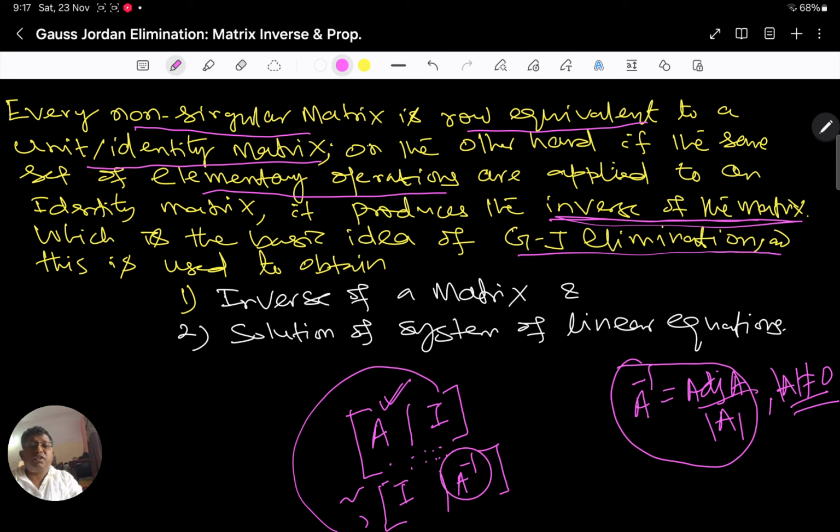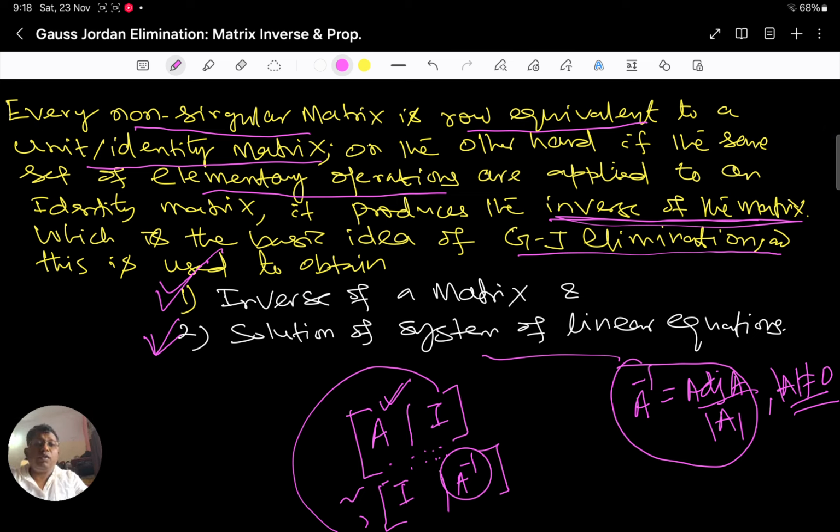So Gauss-Jordan elimination used to find the inverse is one aspect. The second aspect is to find the solution of a system of equations. At this juncture, you should recall the Gauss elimination method, our first lecture, the technique to solve a system of linear equations. That is the better one, and this Gauss-Jordan elimination method is also used to find the inverse, but it will be lengthy. So here we'll use this Gauss-Jordan elimination to find the inverse.